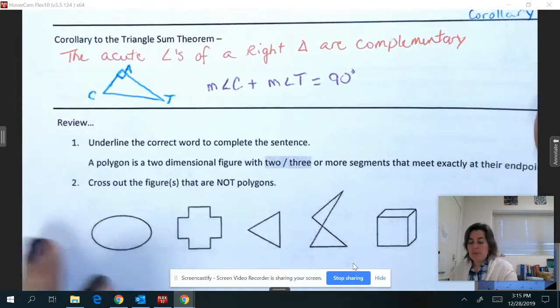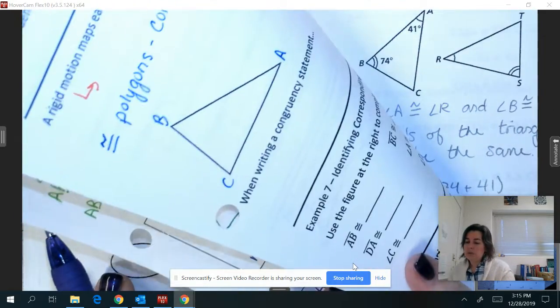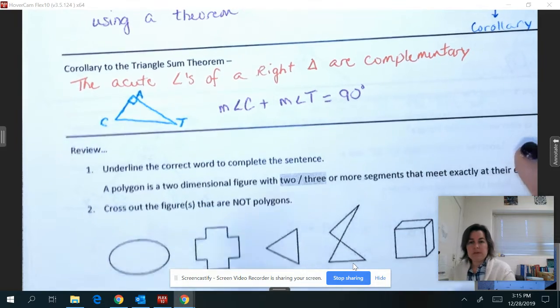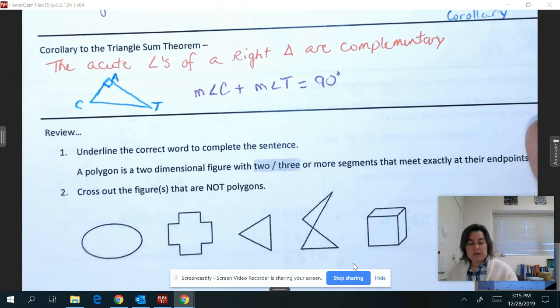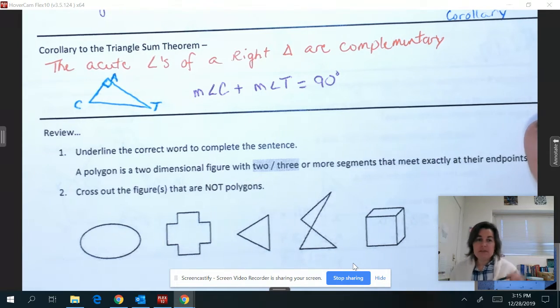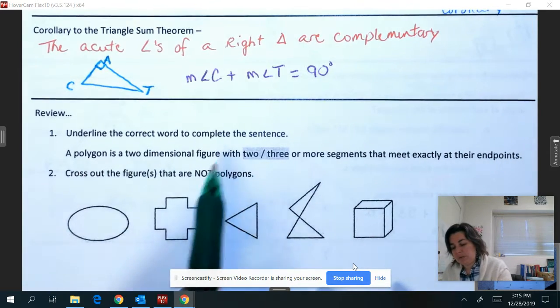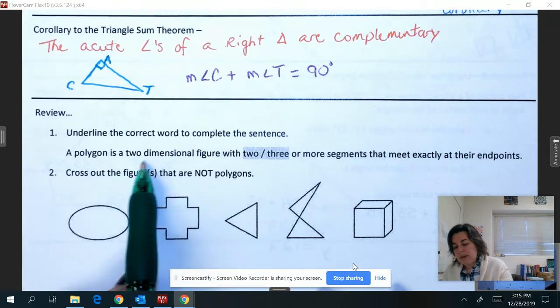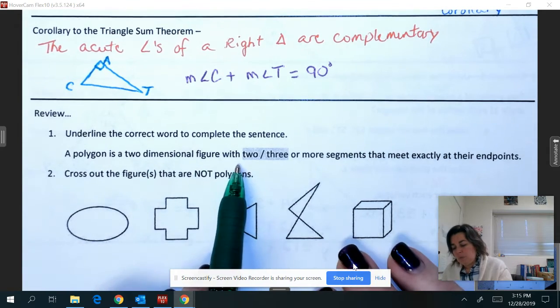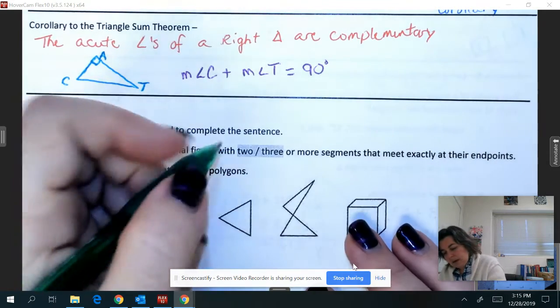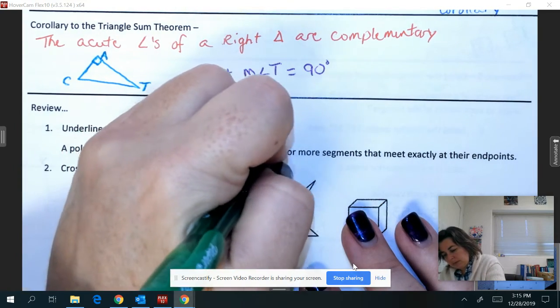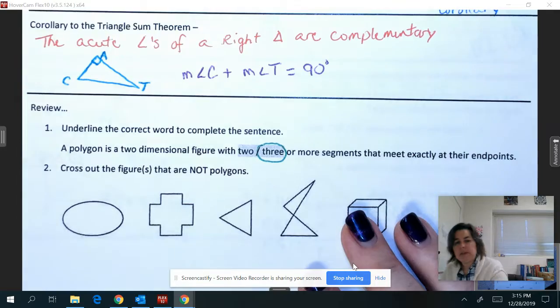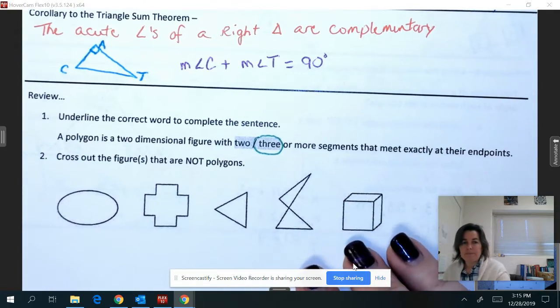Okay, so now I want you to try this review. It does go on to the next page. There are 4 questions. Try these 4 questions and then start the video again to check your answers when you're done. So the first one says underline the correct word to complete the sentence. A polygon is a two-dimensional figure with 3 or more segments that meet exactly at their endpoints. It's got to be 3 or more because you have to have at least 3 sides to a polygon.